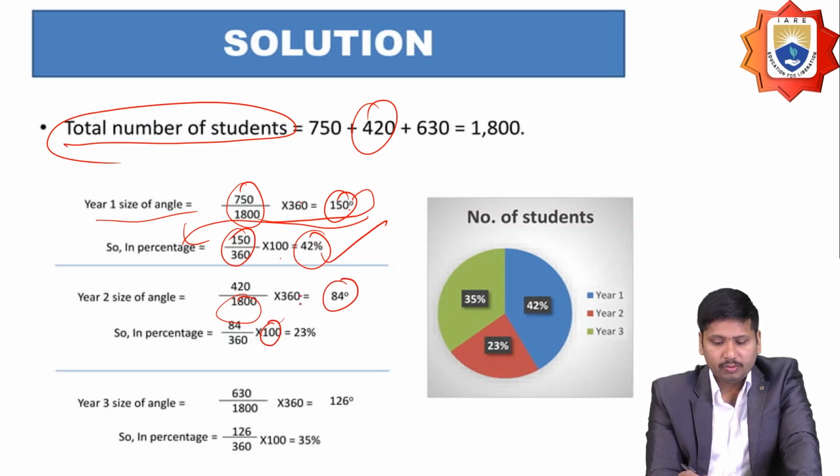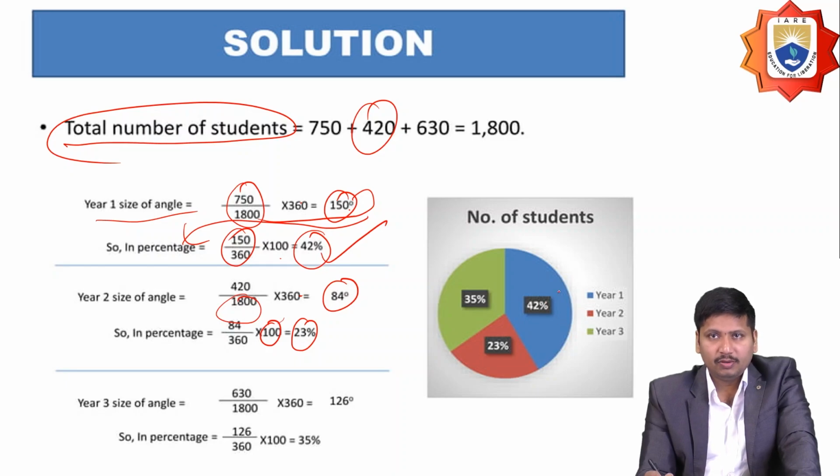If I in turn multiply by 100, I get the percentage value. So like this, I'm going to get the percentage values of students in the first year, second year, and third year.